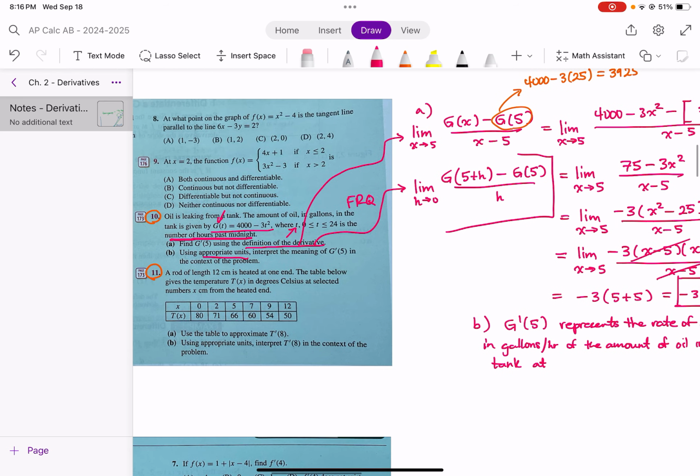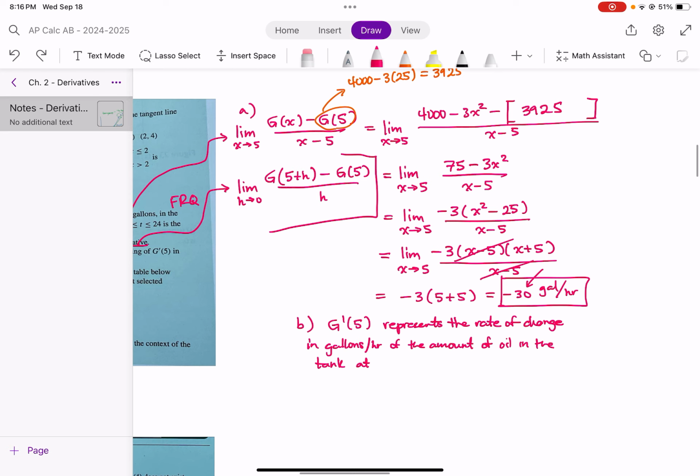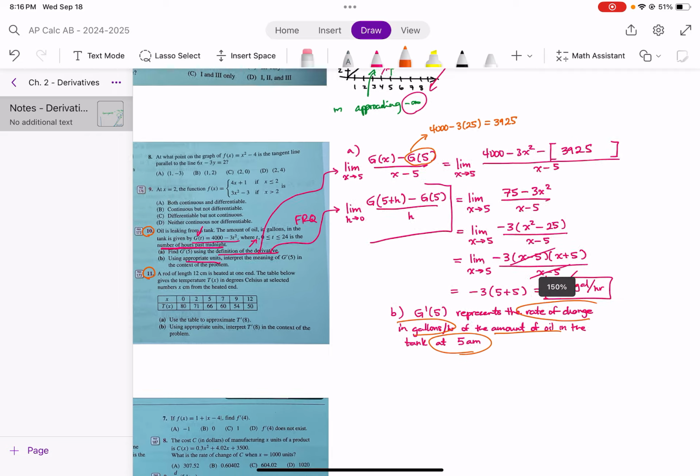they said T represents the number of hours past midnight. I told you guys not to forget that. So if in this case we're dealing with 5, then this would be at 5 a.m., right? At 5 a.m. And yes, the AP grader would expect to see some kind of mention of time at the end. They want to hear you guys use this rate of change, gallons per hour language, and it's of the amount of oil. They'd be looking for those 3 components, to give credit for this problem.